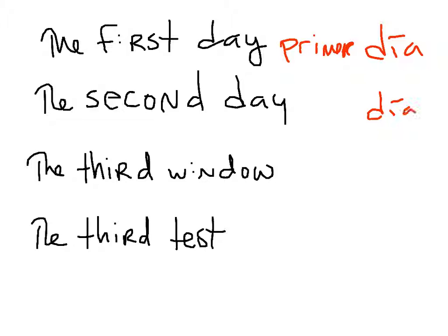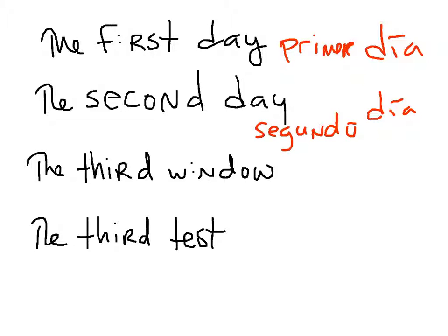However, on the 2nd day, we would write it as el segundo dia. Why? Why do we drop the O on primer but not on segundo? The simple answer is because I said so. Only with 1st and 3rd do we drop the O, not with 2nd.